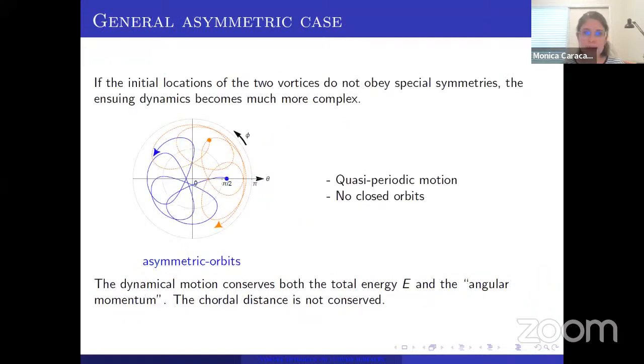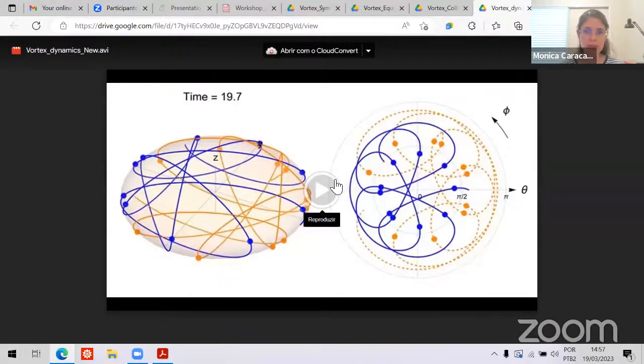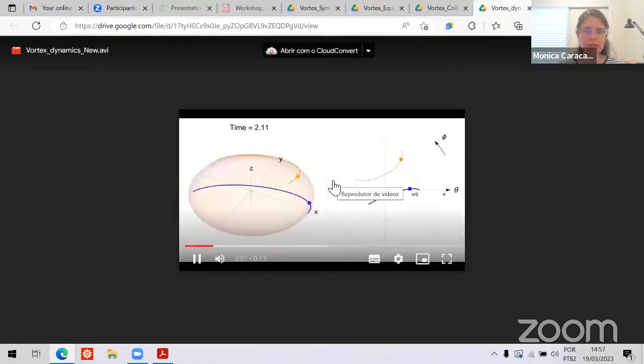Now the last example is this more asymmetric configuration. We start here, positive vortex here. This is a graph of theta, radial direction, and phi, transverse. For an arbitrary configuration of vortices, we do not have a way to make predictions of the orbits, so we have just the numerical solution. Let me show my last video.